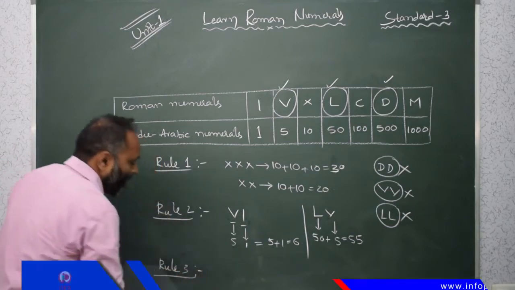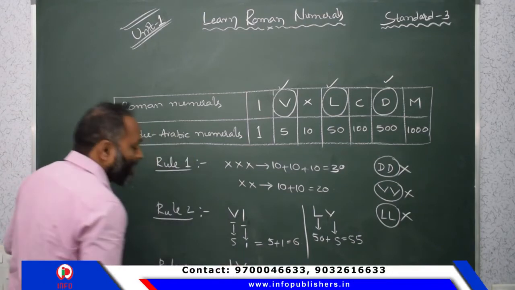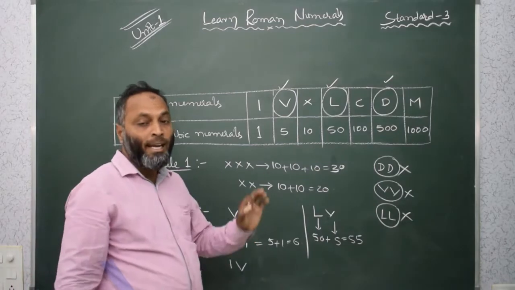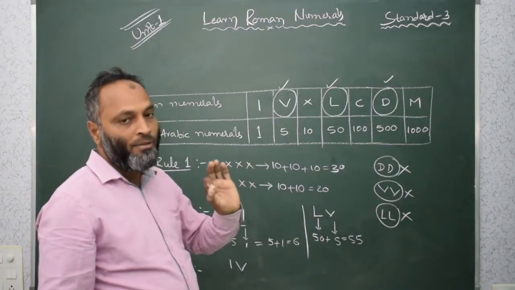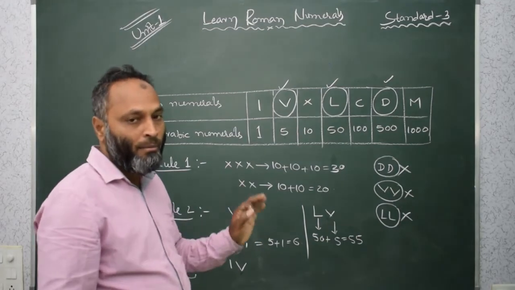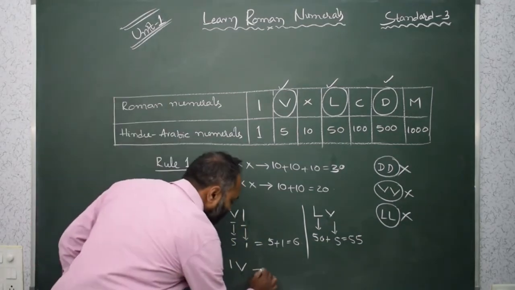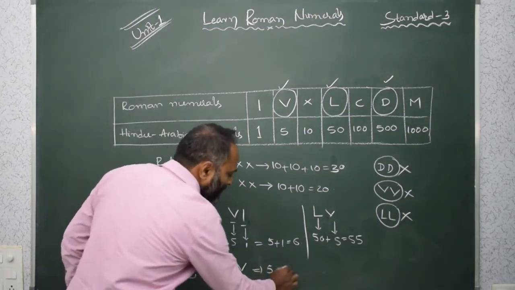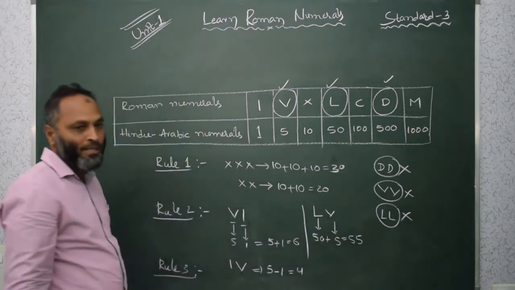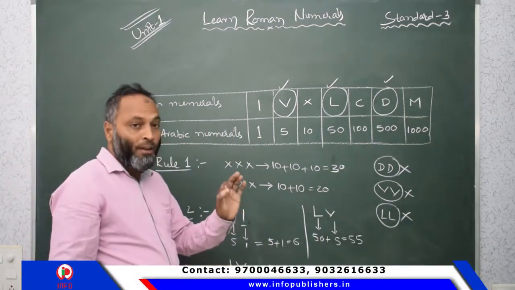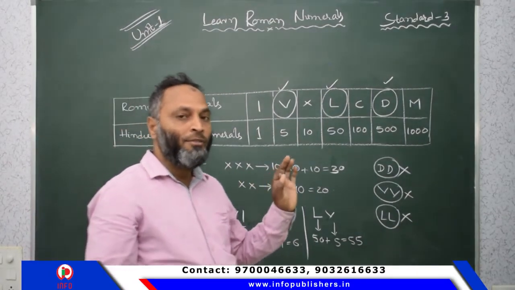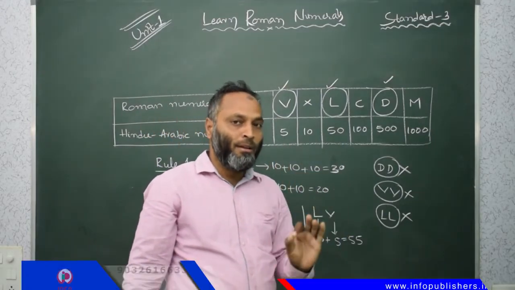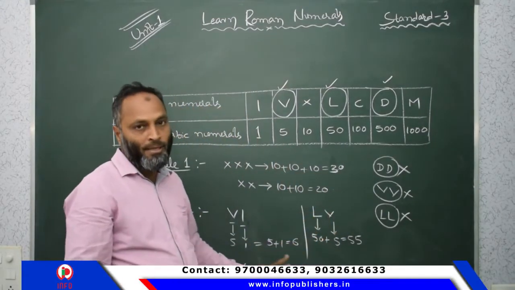Third rule. Suppose in this case, this is the 5, this is 1. If the smaller Roman numeral is on the left side of the bigger Roman numeral, then we have to subtract, bigger number minus smaller number. How? This represents 5, the bigger number, minus this smaller number, that is 4. This is the representation of 4. In the Roman numeral, if the smaller Roman numeral is on the left side of the bigger Roman numeral, we have to make minus, from bigger number to smaller number. Then whatever is the answer, that is the representation of that number.